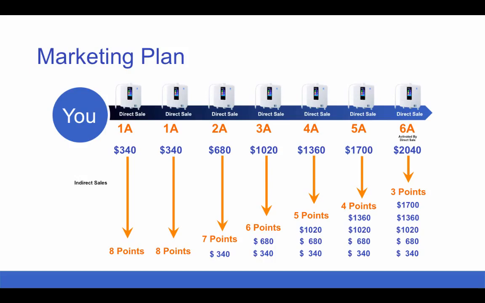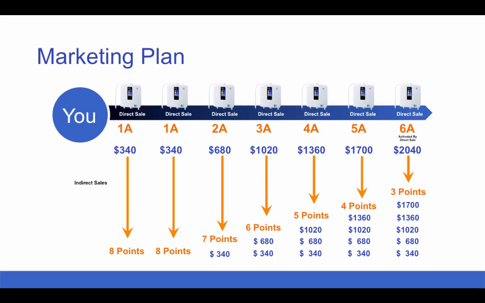So that's a really nice thing about the plan, is that it's not based on levels, it's based on points. So as long as there's a point left to be made, you will make $340. Now, obviously, you want to keep going across so you can make the bigger money. So the question is, well, how do I get to 2A? Well, to get to 2A, you just need to make your third direct sale. So on your third direct sale, you open up your 2A override lane.